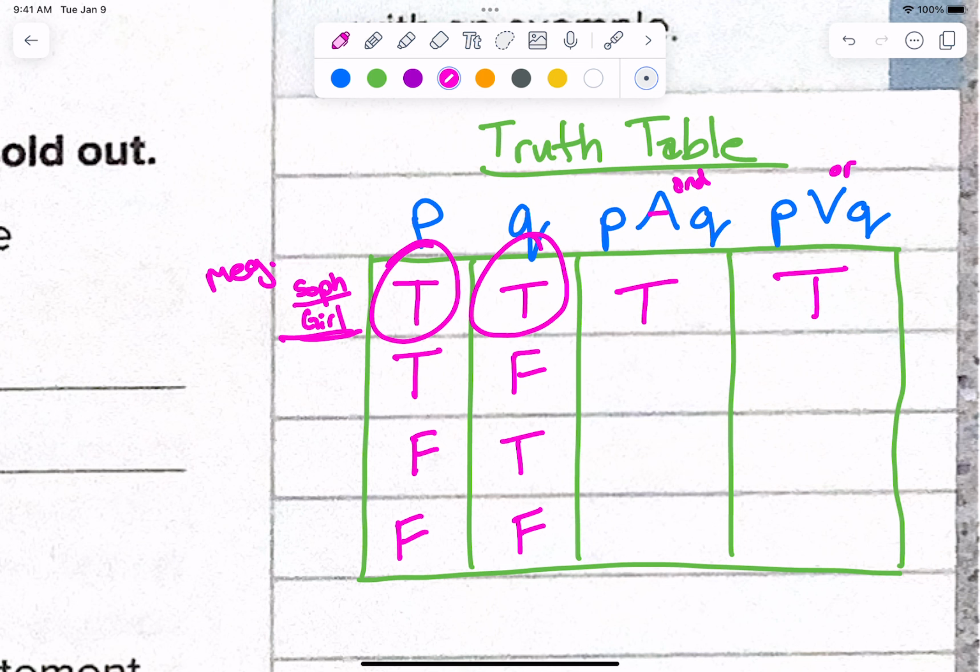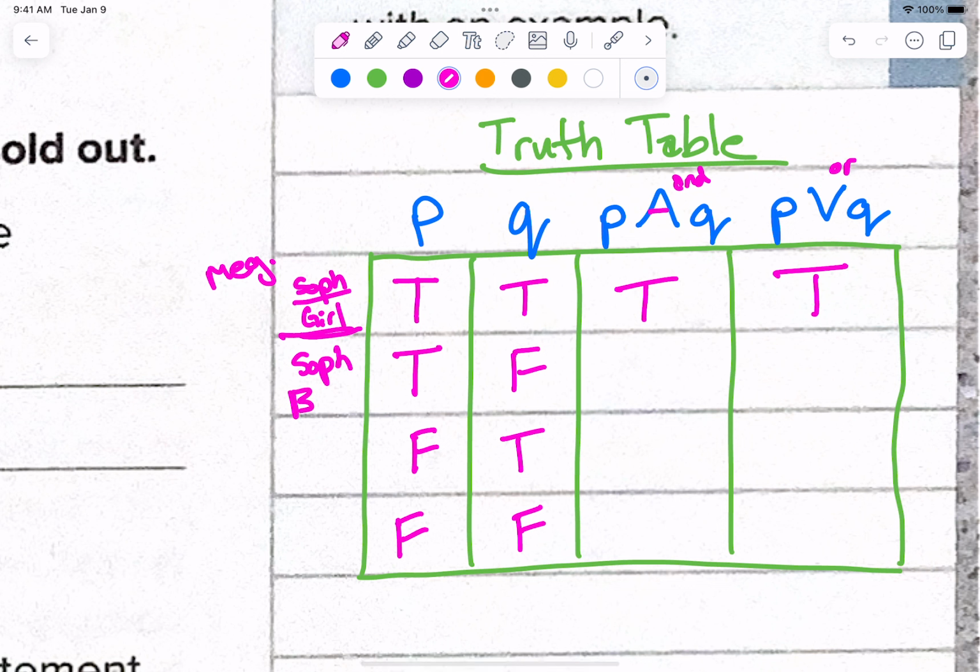Now let's go sophomore and boy. Megan is a sophomore, true. Megan is a boy, false, right? So is it true that Megan is a sophomore and Megan is a boy? False. Is it true that Megan is a sophomore or Megan is a boy? Yes, that's true. You see how this works?